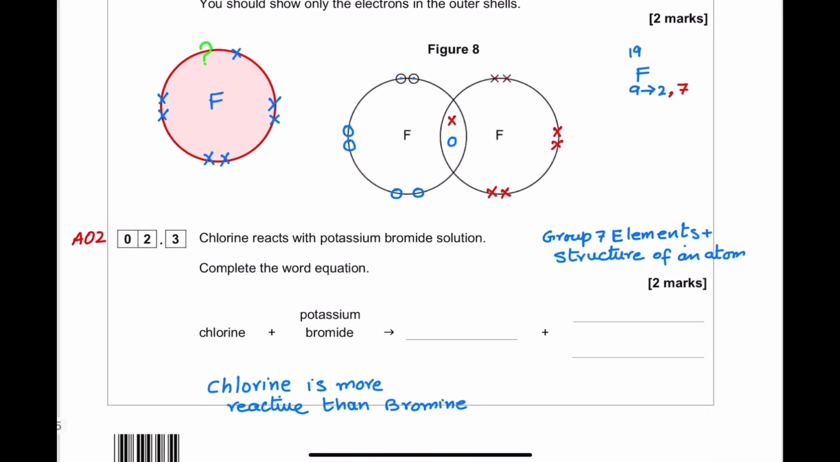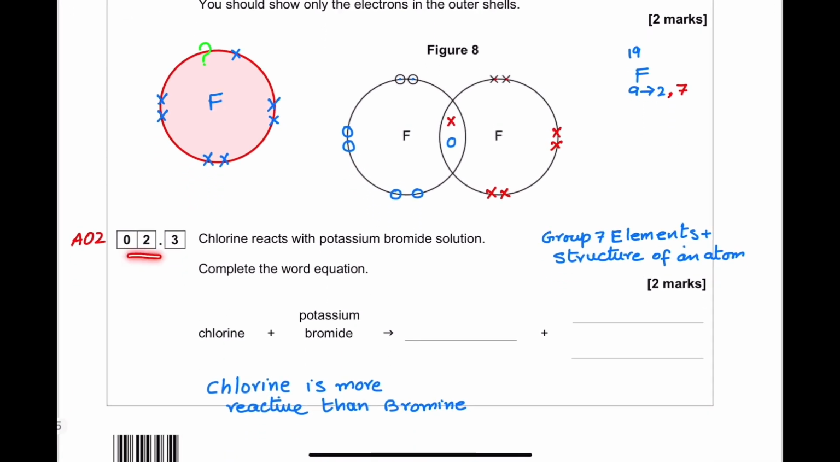If you go back to the next question, 2.3, chlorine reacts with potassium bromide solution. Complete the word equation. It is an AO2 question. Students need to apply their knowledge. This question is coming from group 7 elements and structure of an atom.